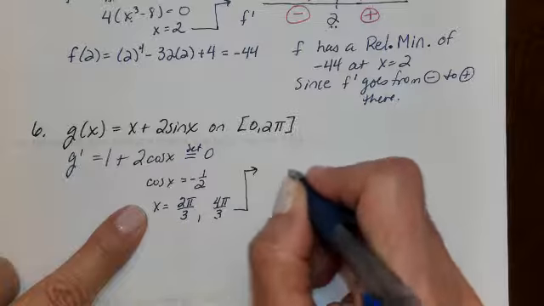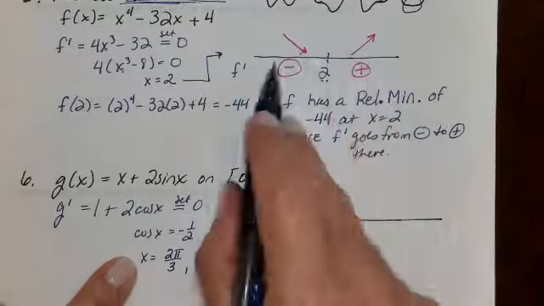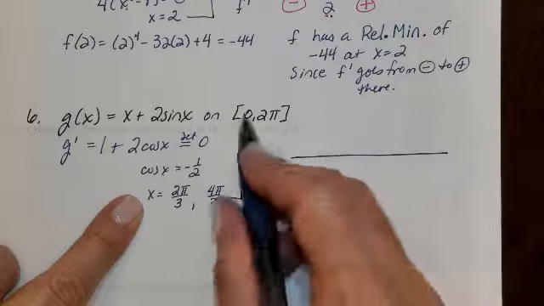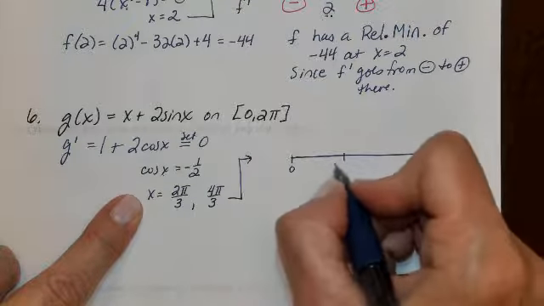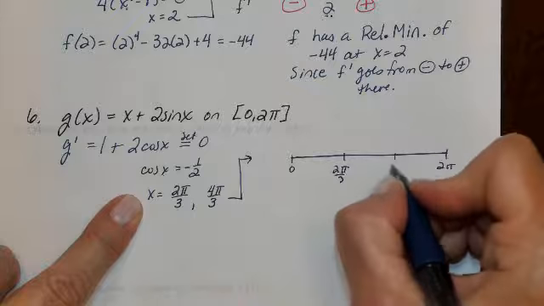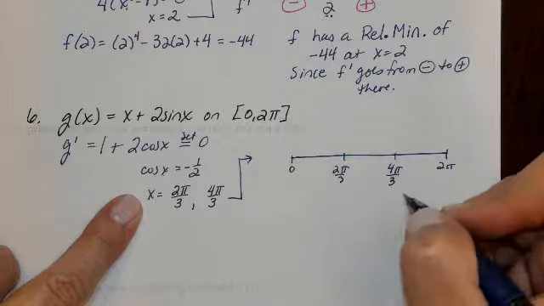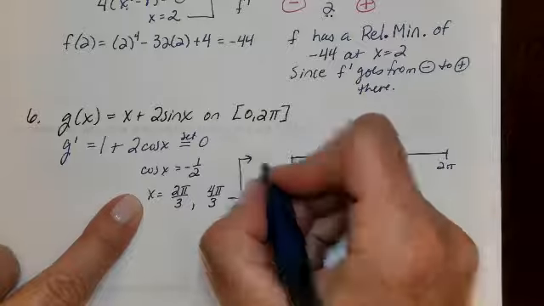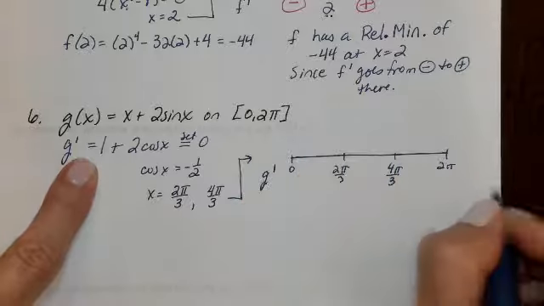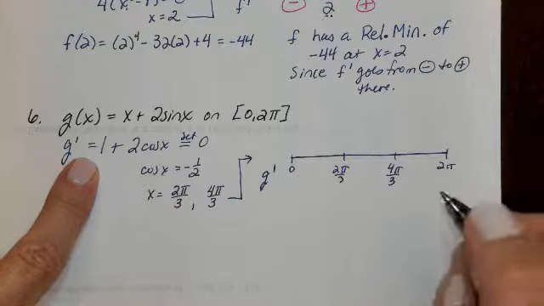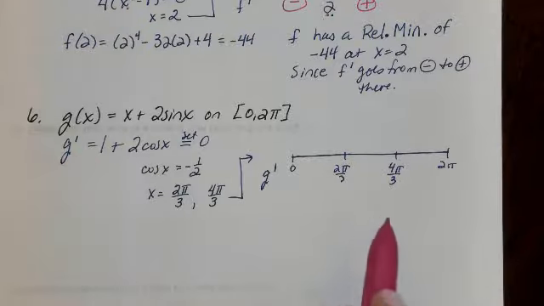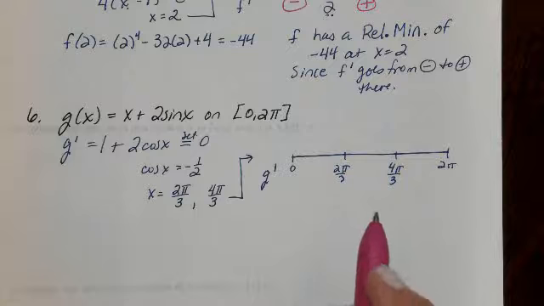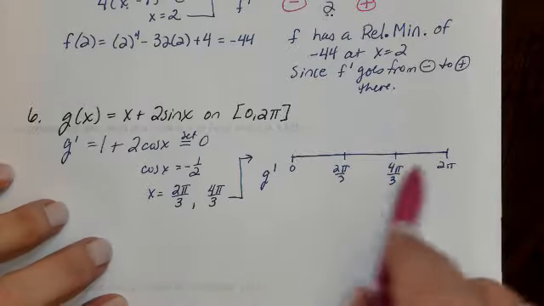So we're going to put those on our number line. Now on this number line, usually my number line just goes on and on if I'm doing a sign chart. For this sign chart, I can restrict it to 0 to 2 pi, right? And then I just put 2 pi over 3 and 4 pi over 3 inside. All right. And this is a number line for G prime, because we're trying to see where G prime goes from negative to positive, positive to negative, and so forth.